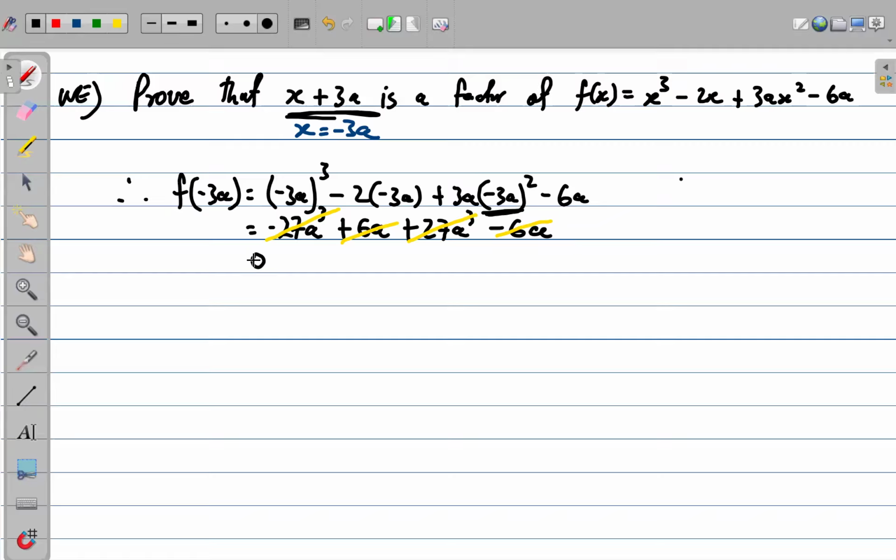The answer is 0. So without a doubt, x plus 3a is a factor of f of x. We expected a 0, so that's what comes out. Just like that, we're done.